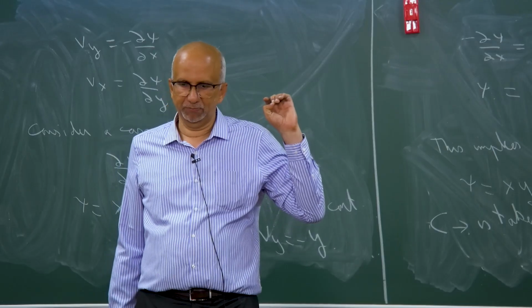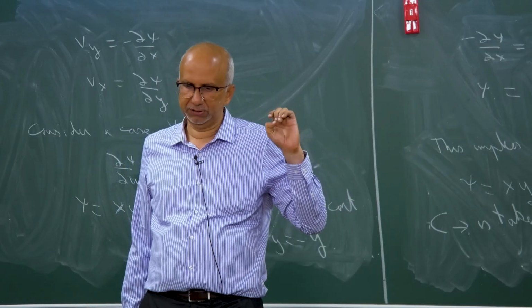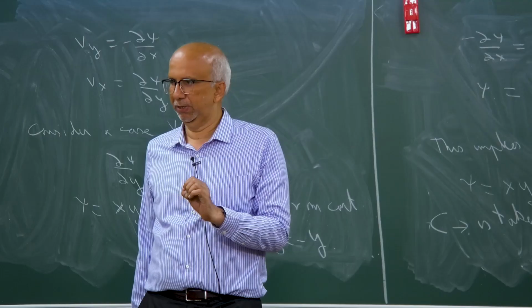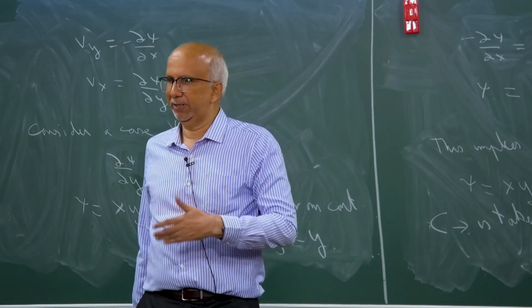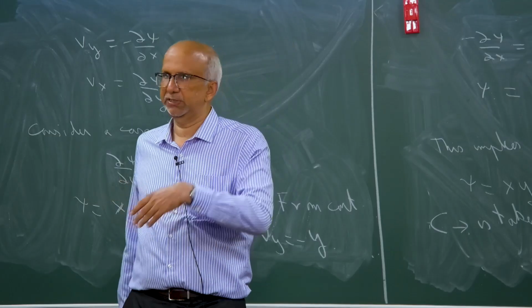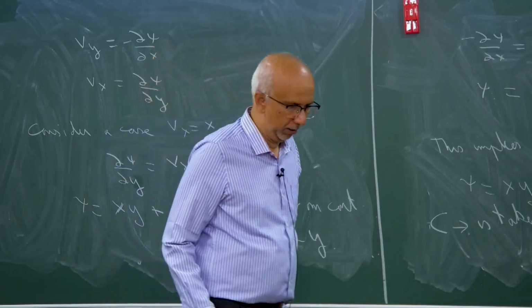The actual magnitude of what the stream function is on a particular curve is not very important, because it can be changed by an arbitrary constant. It is a constant on the curve, you can change it to something else. Okay, let us move.